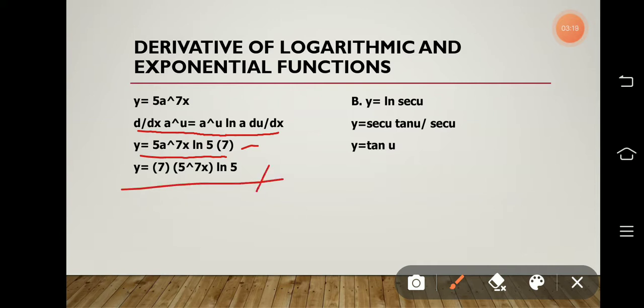Okay, let's go to this second equation. y equals ln secant u. Same as the first one, you can use the formula in order to get the answer. First take the derivative of secant u, which is secant u tangent u. So y prime equals secant u tangent u over secant u. Cancel out the secant u, and the remaining is y prime equals tangent u. So this is the final answer.